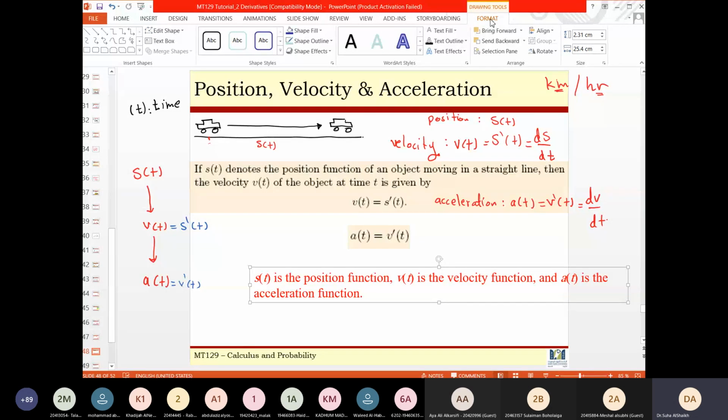And we're going to apply this for integration as well. Now we are taking this for the derivative, and it is not hard at all. It's very easy. We differentiate S to get V. The derivative of V gives me the A. So it's just like that.